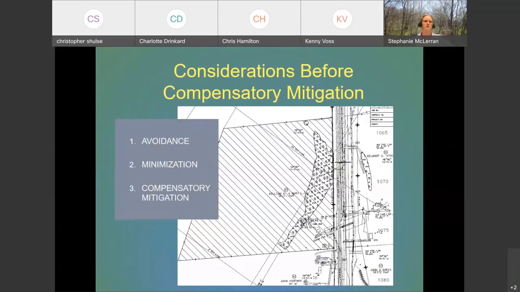Before mitigation, the idea is to avoid it if at all possible. So if the project looks like it's impacting an area, if there's anything that can be done to avoid impacts or minimize impacts, that's what we need to try to do. And then if we still can't avoid or minimize completely eliminating the impacts, then we have to have mitigation. So this is just an example of an older project, I think.